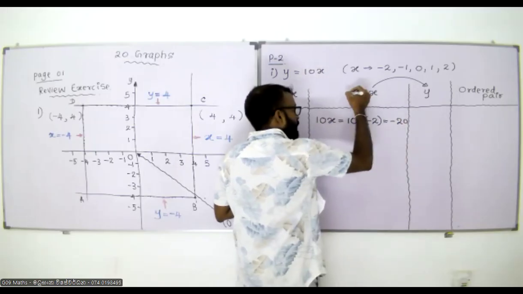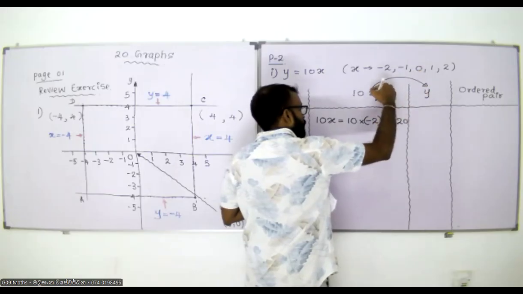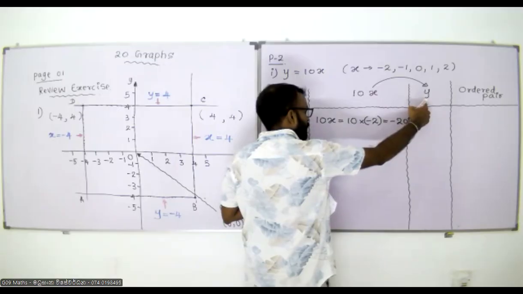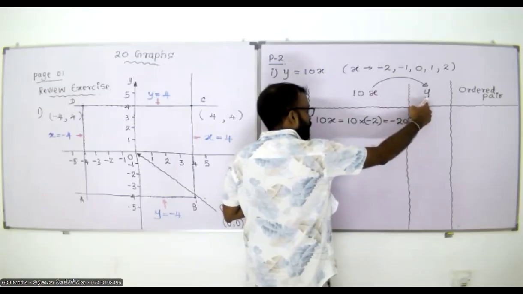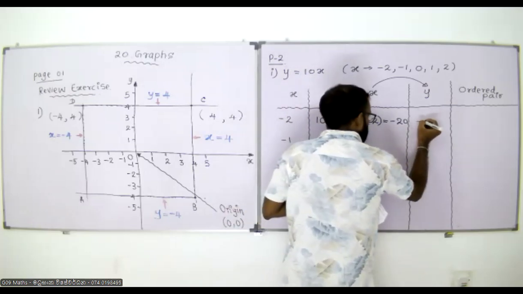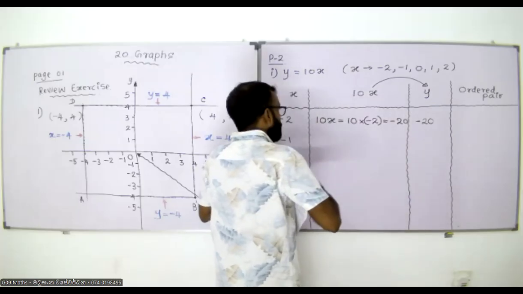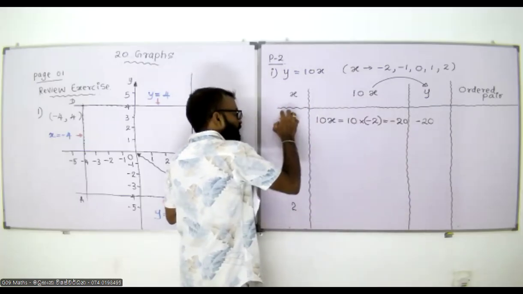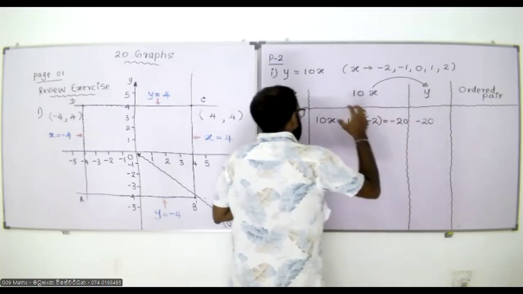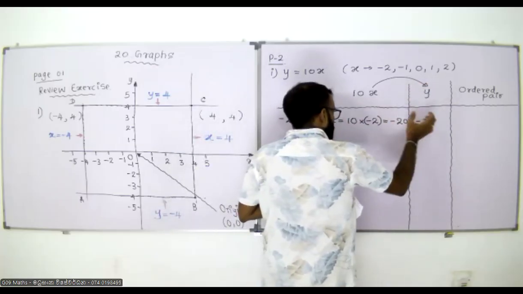I told you, 10x means y. So that means the value of the y variable is negative 20. When x value gets negative 2, y becomes negative 20.